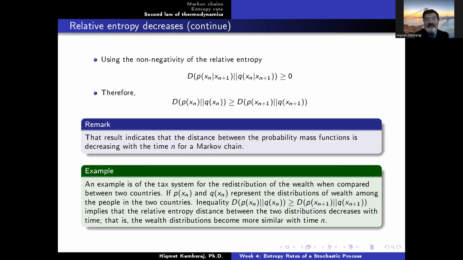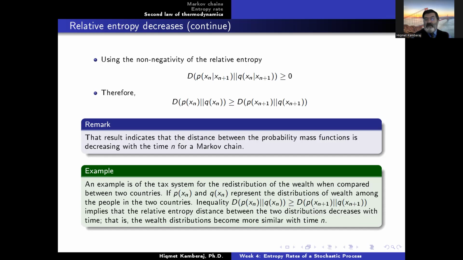This indicates that, also using the non-negativity of relative entropy, D of P of xn given xn plus 1 from Q of xn given xn plus 1 is greater or equal to 0. This implies that the relative entropy of P of xn from Q of xn is greater or equal to the relative entropy of P of xn plus 1 from Q of xn plus 1. This result indicates that the distance between the probability mass functions is decreasing with time n for a Markov chain.